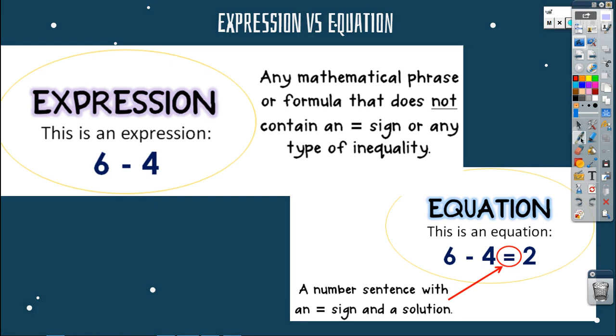We are going to look at expressions and equations. An expression is something similar to 6 minus 4. An expression is a mathematical phrase or formula that does not contain an equal sign, meaning there will be no answer on an expression. An equation, such as 6 minus 4 equals 2, is a number sentence with an equal sign. So an expression will not have an equal sign, but an equation must have an equal sign.